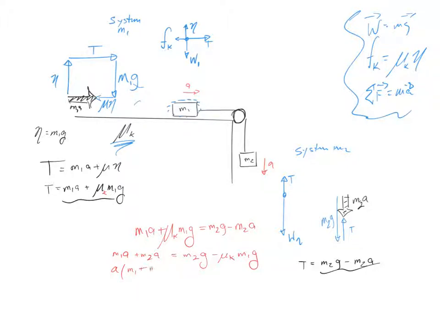You feel free to stop us if we're losing anybody. So I got M2G minus mu K M1G. You can see how this problem would be worse if there was an angle on the track. It would be a lot worse. Well, I don't think we're ready for that right now. But it could go there one day. I hope so.